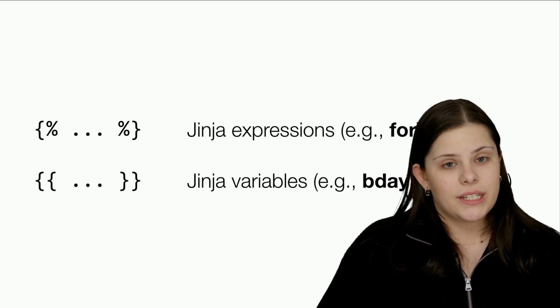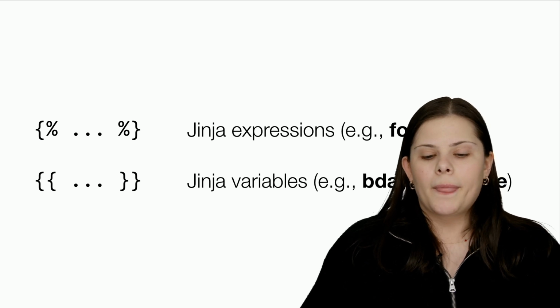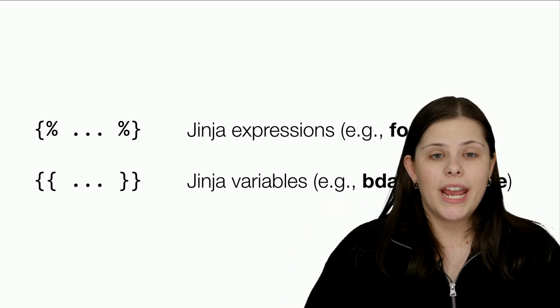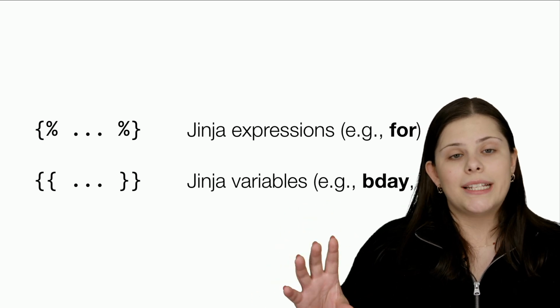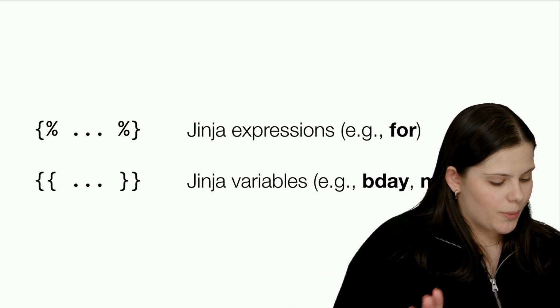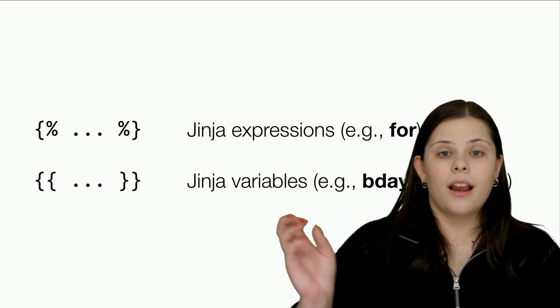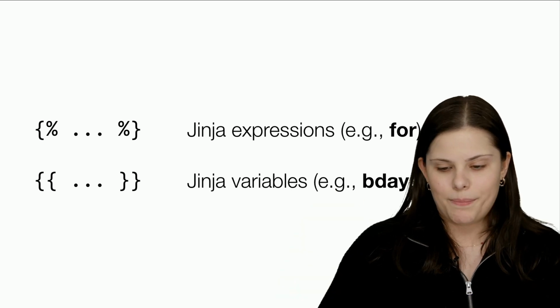And the main two differences is that when we're working with for loops or if statements, the Jinja expression is using the curly braces and the percentages. But when we're working with Jinja variables, we want to make sure we're using two curly braces to encompass that variable and then output it on the web page.